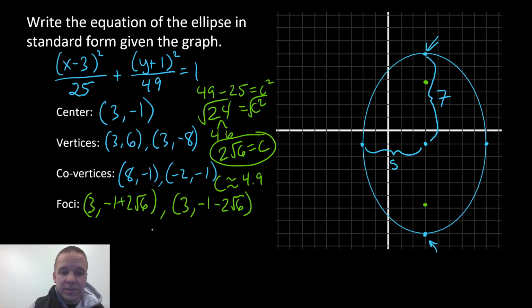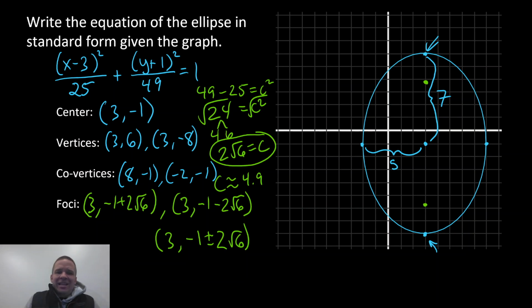You actually can also write them as plus or minus 2 root 6. Most will accept this. I know I would, because I want to save some time. That's a time saver right there. All right, that was pretty great. Well, there we go.